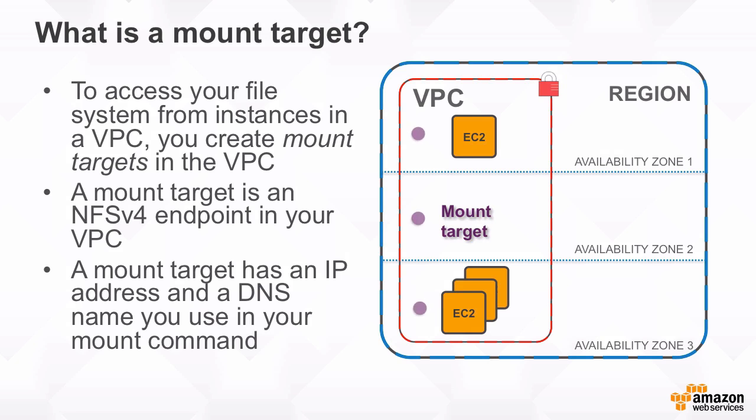You have to create a mount target. So to access a file system within a VPC, you create a mount target, and you can create more than one mount target in each availability zone where your VPC is present. Each mount target has an IP address and a DNS name that you can use in your mount command.